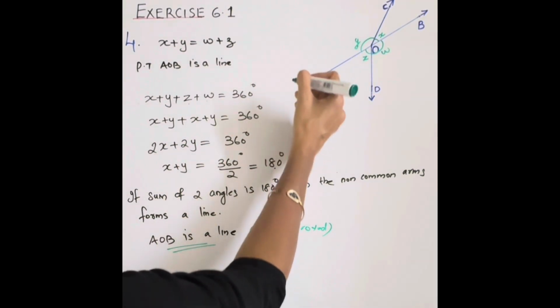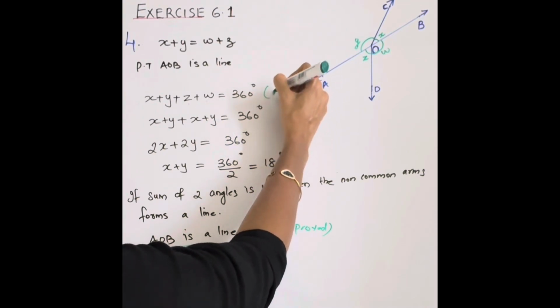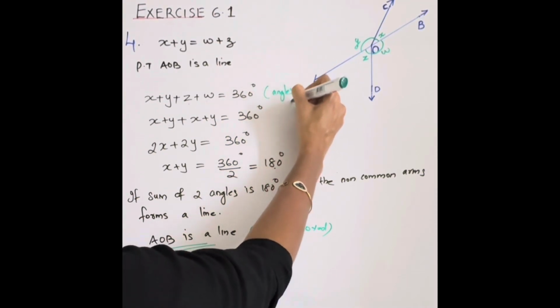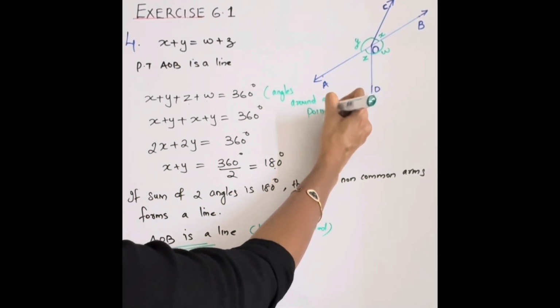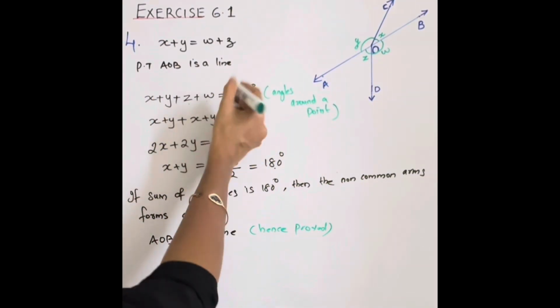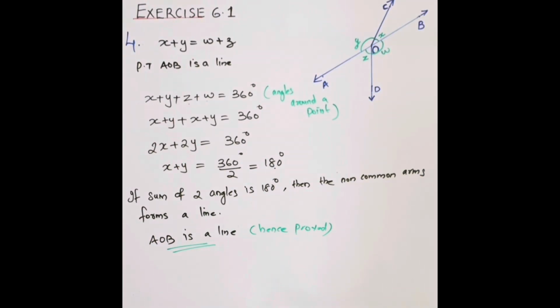Also we write it here. The reason is angles around a point. Always write down the reason why we form this equation. Let's solve question number 5.